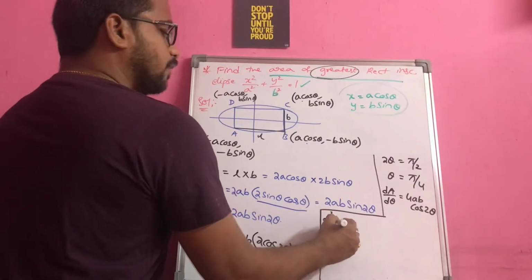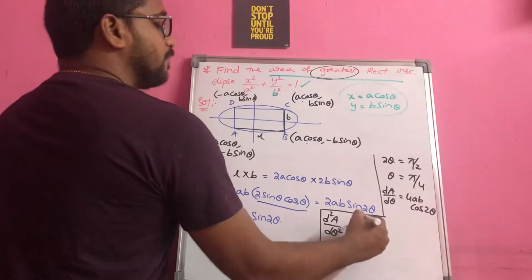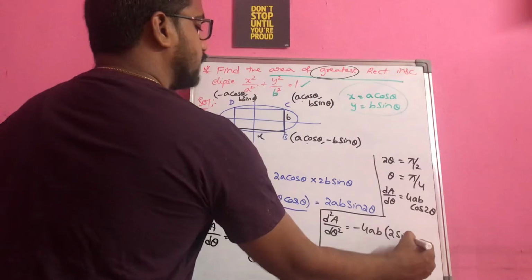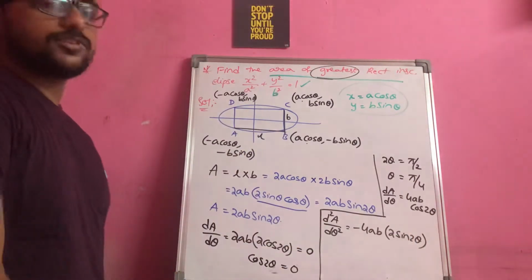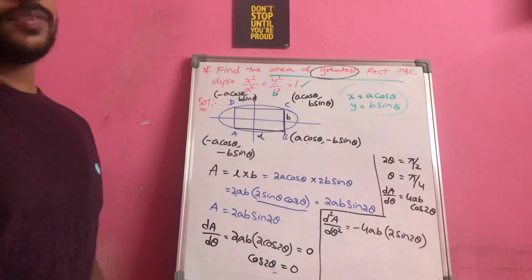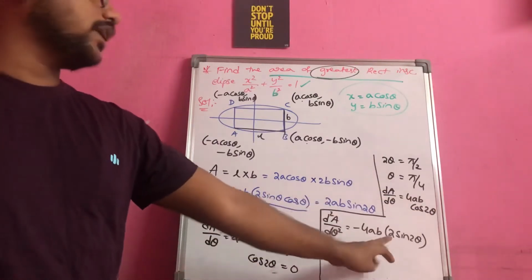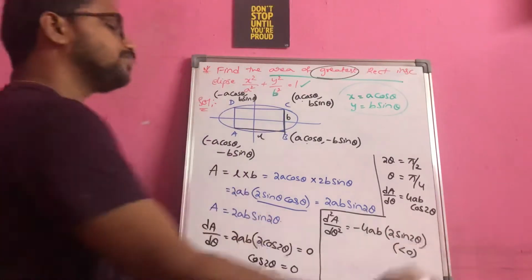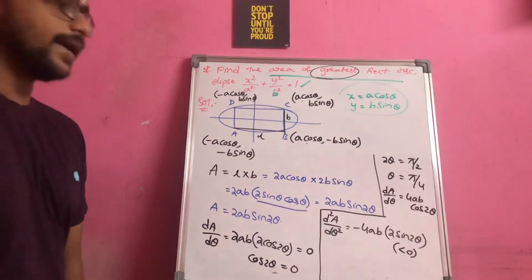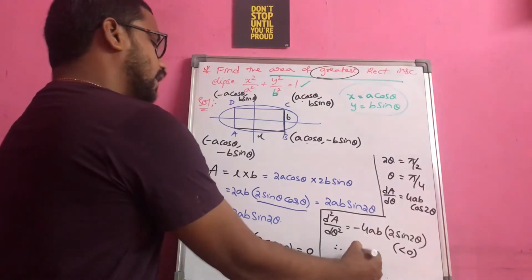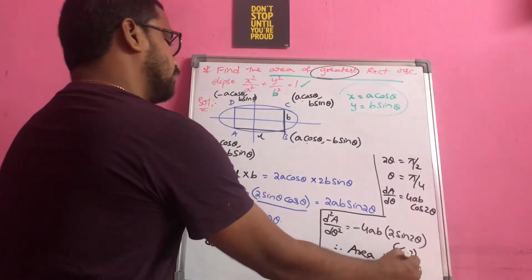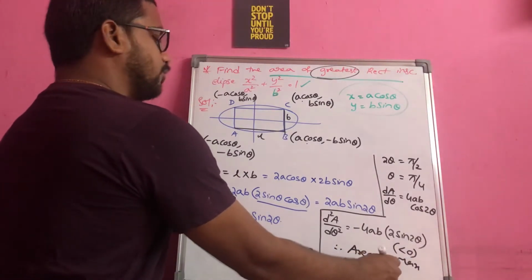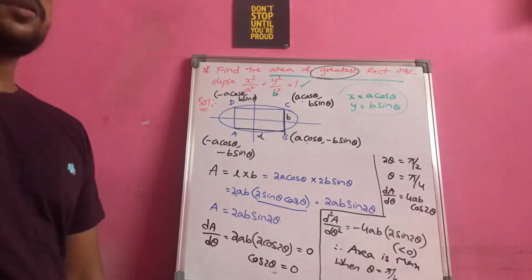That means d square A by d theta square, if I do differentiation, is minus 4ab, because cos 2 theta differentiation is minus. Cos theta differentiation is a minus function. So cos 2 theta, if I apply differentiation, I will get minus 2 sin 2 theta. I pull the minus outside. It is very clear that this is less than 0. So obviously area is maximum. Therefore area is maximum when theta is equal to pi by 4, because that is the turning point we got, right?